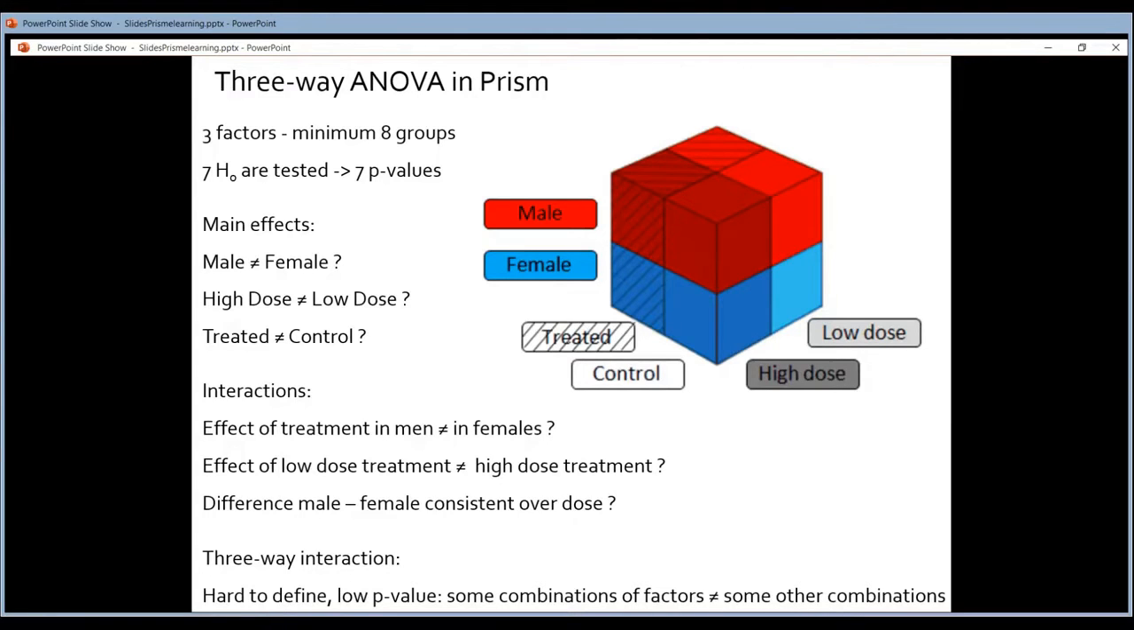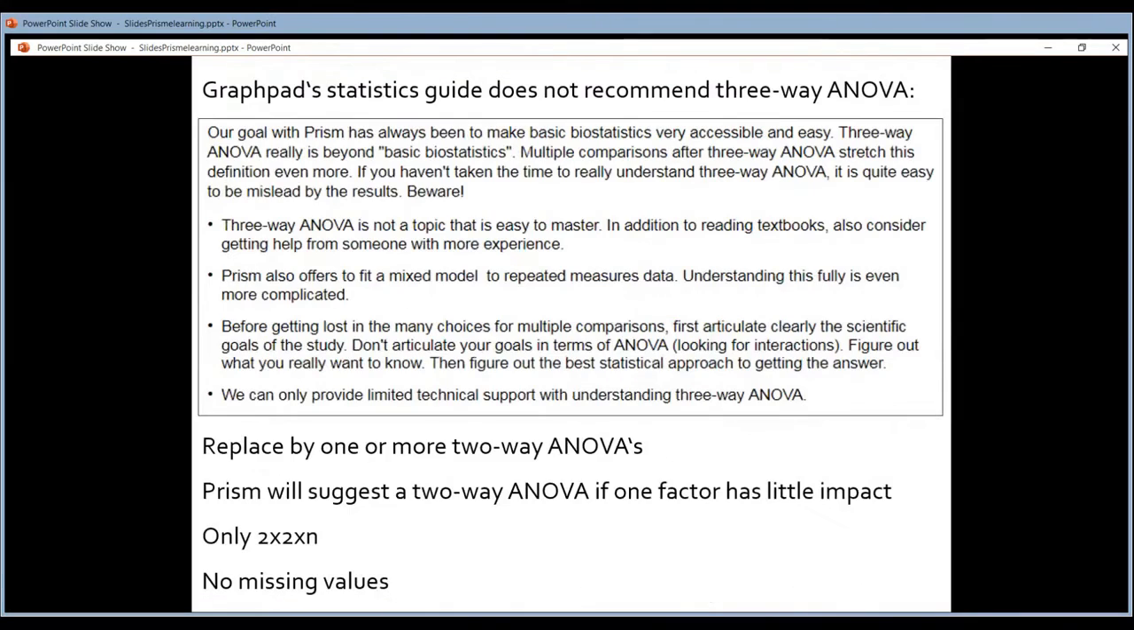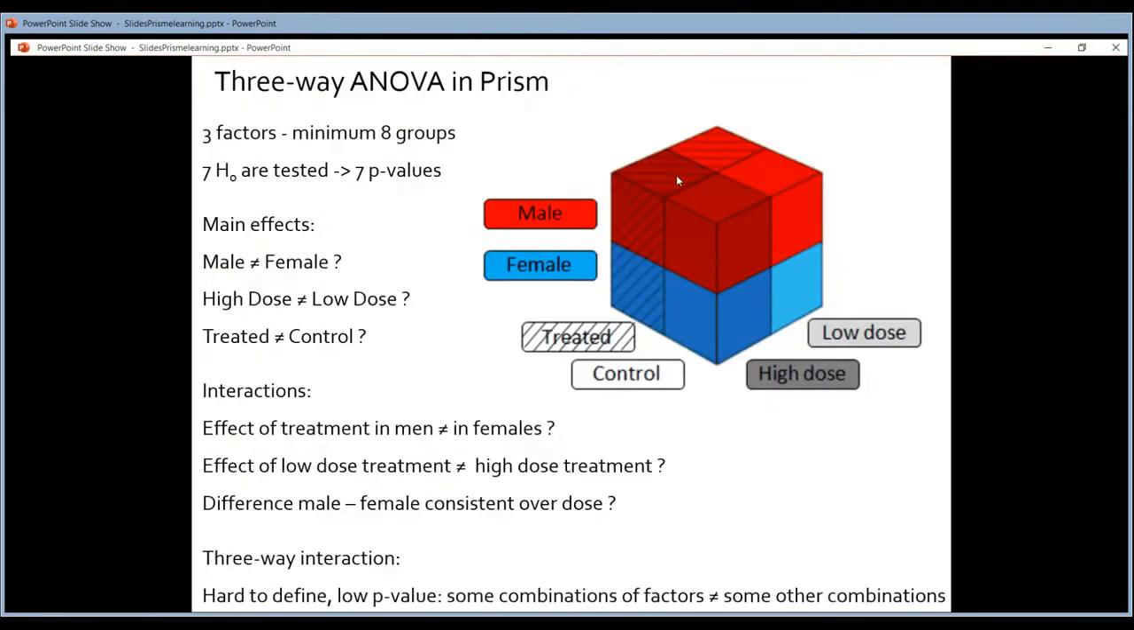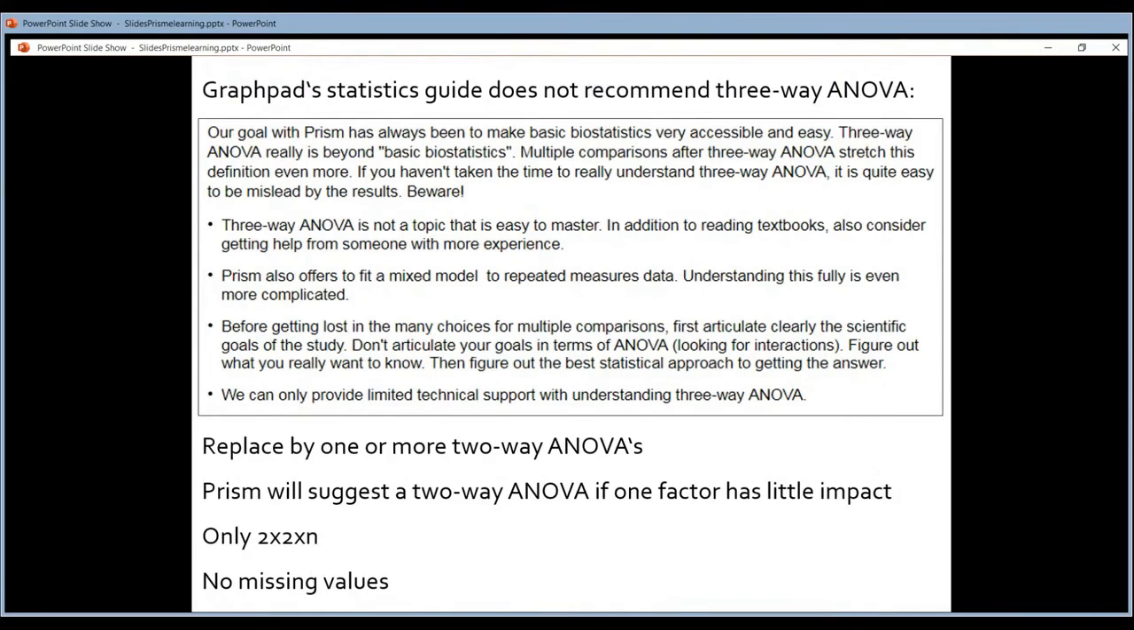So three-way ANOVA, you can do it, but it's hard to interpret. And that's why GraphPad itself says in its statistics guide, we offer it because people ask for it, but we don't recommend it. It's better to do multiple two-way ANOVAs than to do a three-way ANOVA. Much easier to interpret. So if you do a three-way ANOVA, and it finds in the main effects that there is a factor that does not have a big impact, then it will say itself, please do a two-way ANOVA and just drop that factor.